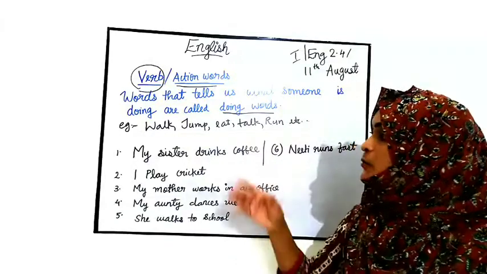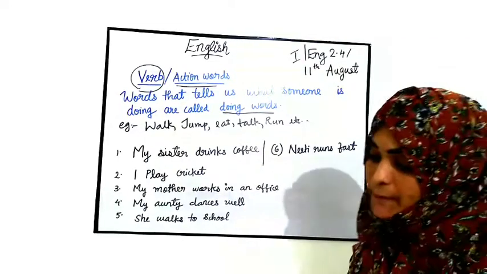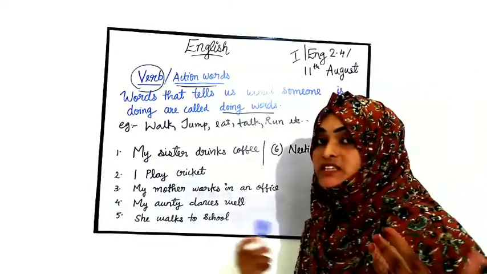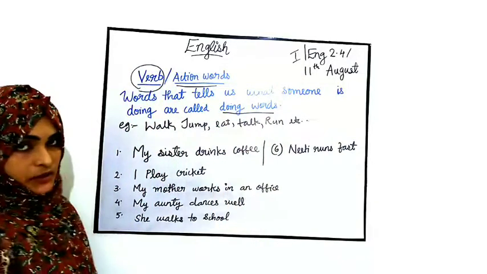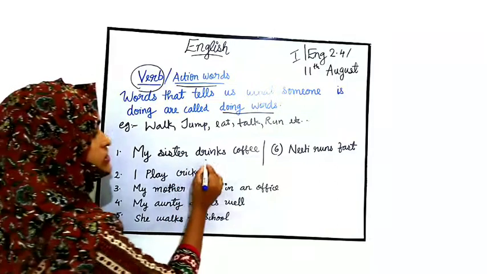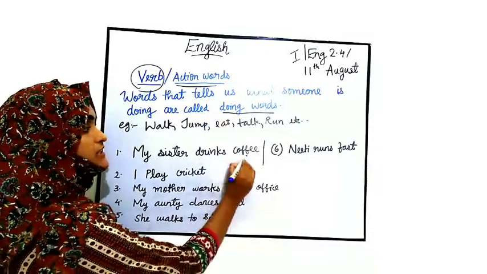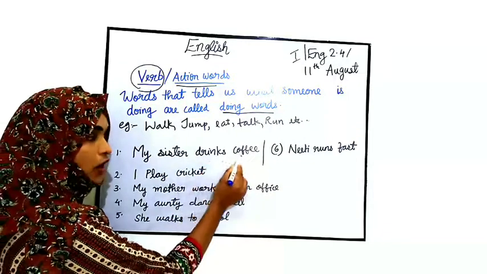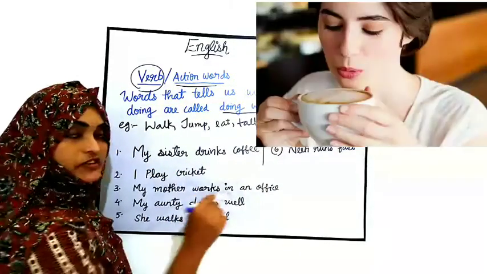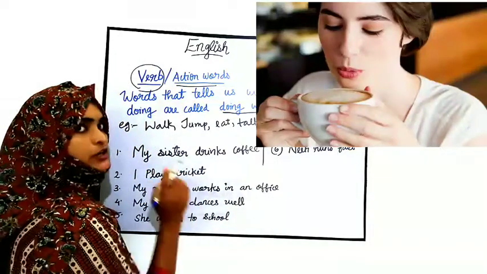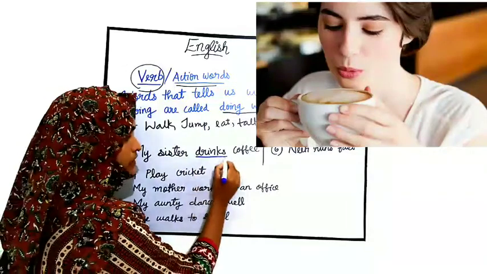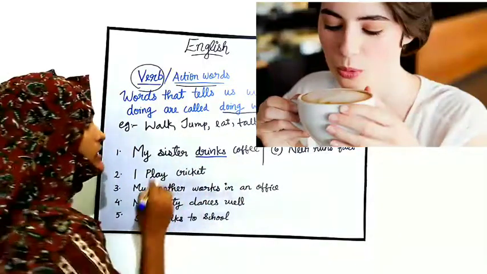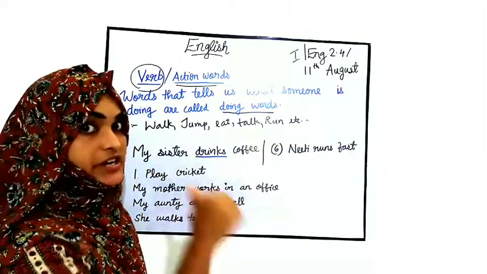Okay, now here we can see some examples, in your textbook, page number 17. Okay, first one. My sister drinks coffee. Which one is the action word here? Is it sister? No. Drinks? Yes, drinks is the action word here. You have to underline the action word in these following sentences. So, my sister drinks coffee. Drinks is the action word here.